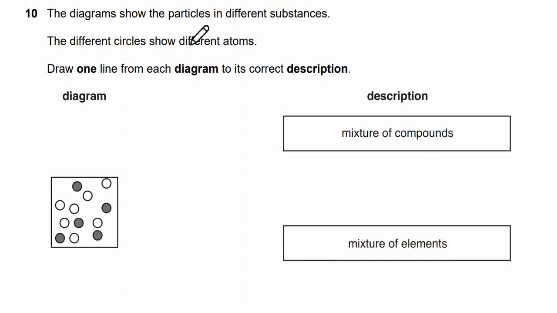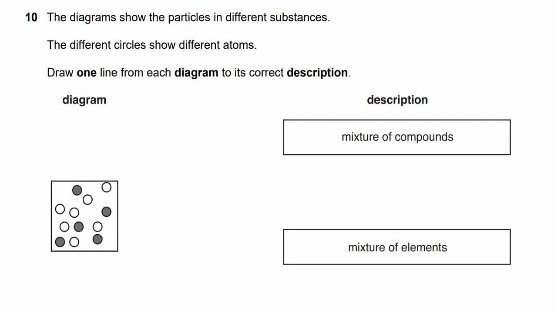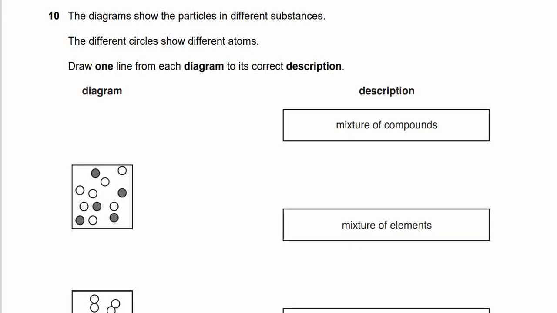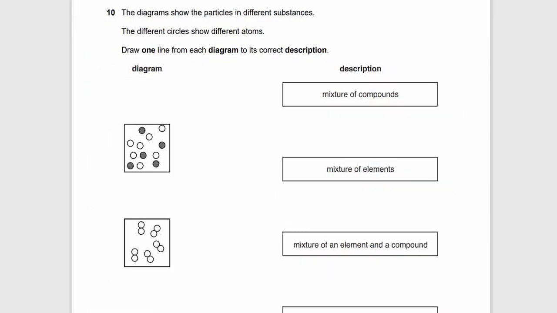Now we are in question 10. The diagram shows the particles in different substances. The different circles show different atoms. Draw one line from each diagram to its correct description. Let's zoom this out.